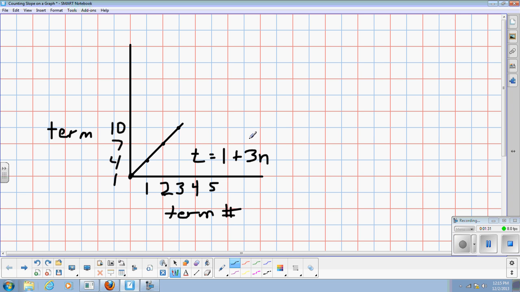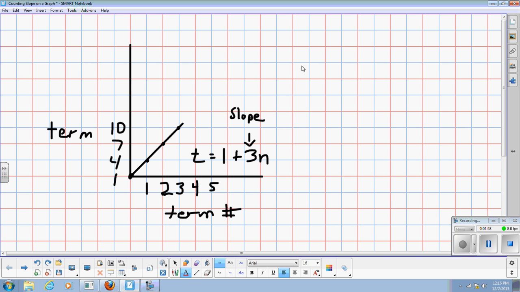Well, this number right here, when we were doing our counting, plus 3, plus 3, plus 3, notice we were always going over one space each time, and we were going up 3. So we were always counting our 3's, and when we were counting our 3's, we were going over one space. Well, this number actually has a name, and that name is called slope. So just what is slope?